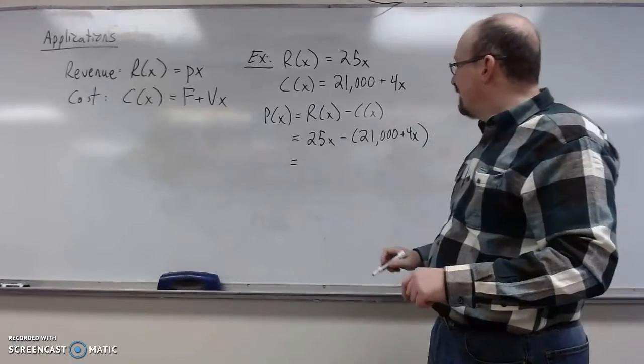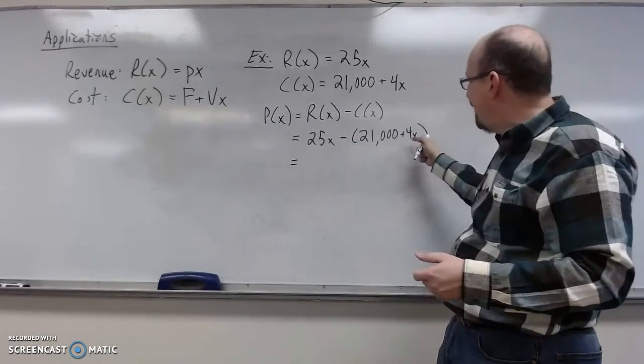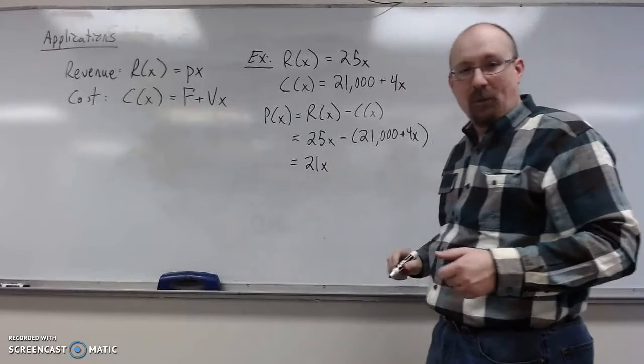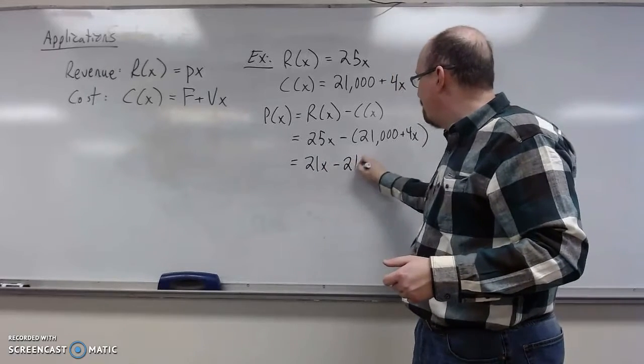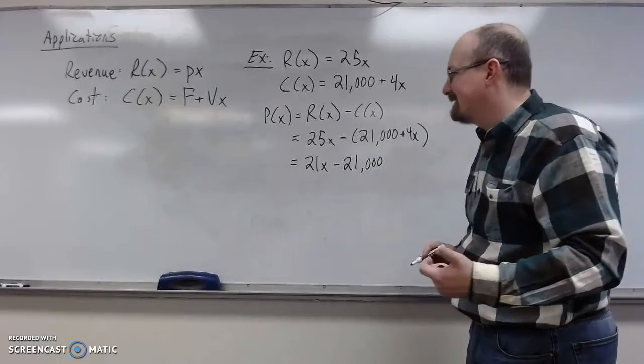So our profit function in this instance, now we can kind of gather up common terms. 25x minus 4x, we're going to have 21x. Then we have minus 21,000. That's our profit function P of x.